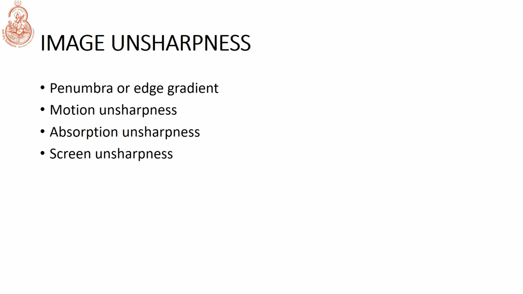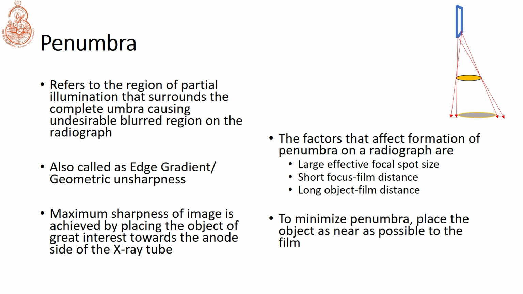The next one is image sharpness. This includes penumbra, or the edge gradient effect. The second one is motion unsharpness. The third one is absorption unsharpness, and the fourth one is screen unsharpness. What do you mean by this penumbra?